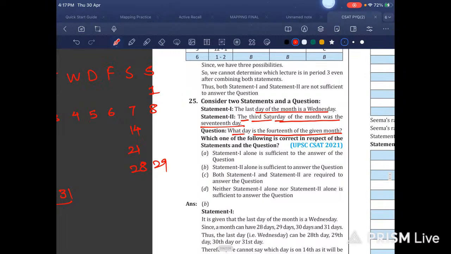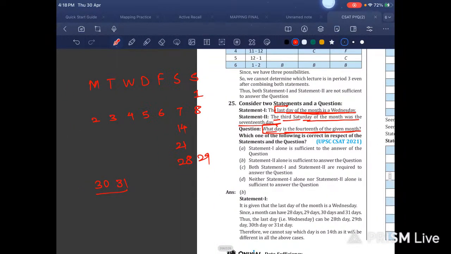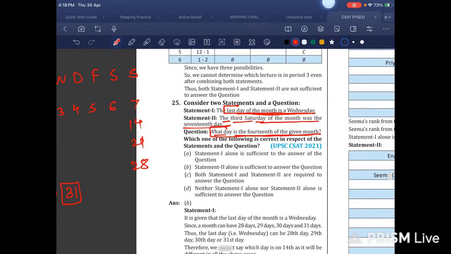The third, what is the last day of the month? The last day of the month is a Wednesday. What day is the 14th of the given month? Last day of the month is Wednesday. Okay, that means it must begin with Monday itself. 1, 2, 3, 4, 5, 6, 7, 14, 21, 28, 29, 30, 31. The last day of the month is Wednesday.